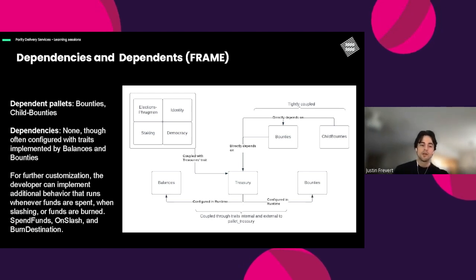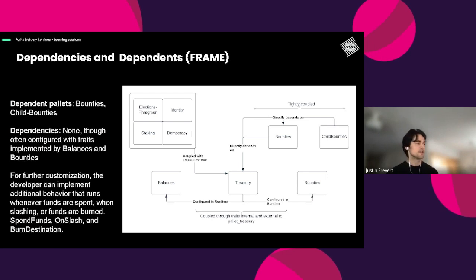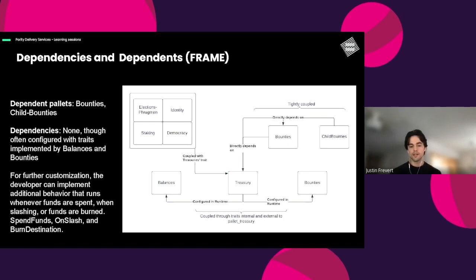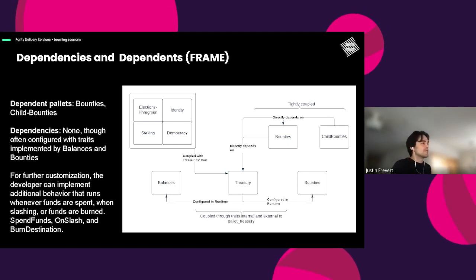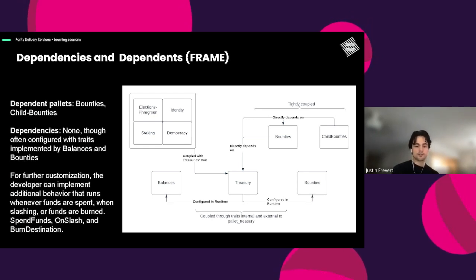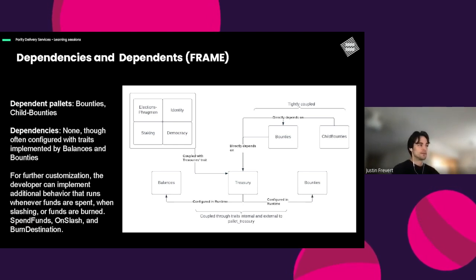Okay, so to talk a bit about the other pallets that are either directly involved or often associated with Treasury, I'll speak about both crate dependencies, but also pallets that are just often used with Treasury. So starting off with the simplest ones, there's bounties and child bounties, which both directly depend on the Treasury crate. We can say they're both tightly coupled with the Treasury crate. And those are the only ones that are dependent on it.